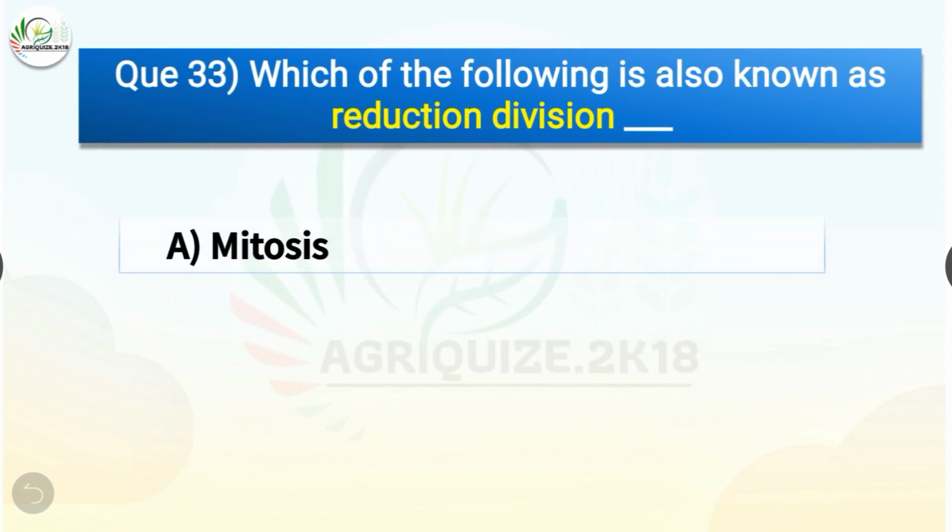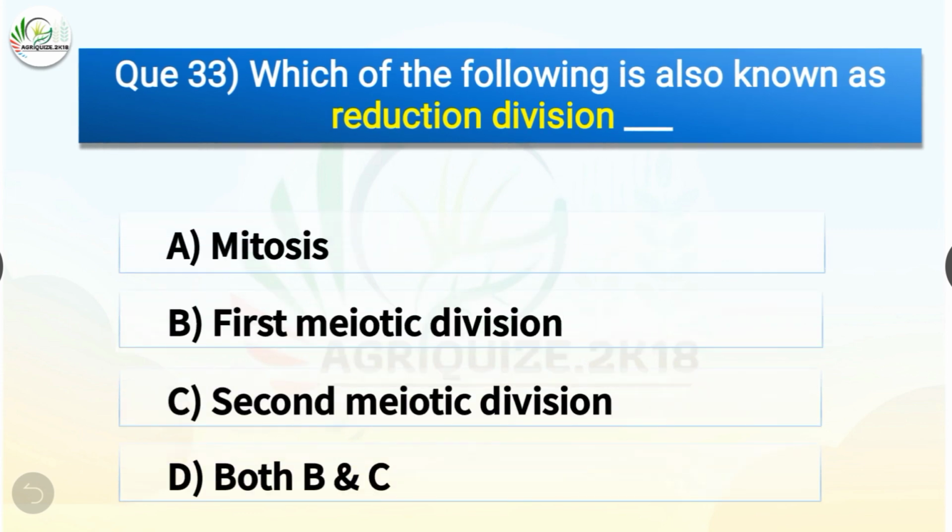Question number 33. Which of the following is also known as reduction division? The options are mitosis, first meiotic division, second meiotic division or both B and C. The correct answer is option B, first meiotic division. So first meiotic division is also known as reduction division.